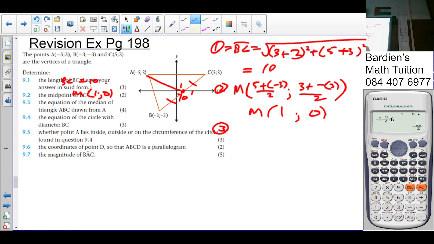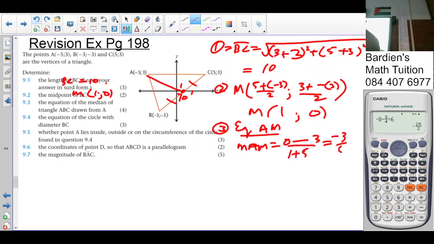So let's carry on. So the equation of the median BC drawn. So what is this? Do we have the midpoint? Yes. So in other words, we are working the equation of line AM. In other words, that's your median. Okay? So the gradient of AM is going to be 0 minus 3 over 1 minus 5, which is minus 3 over 6, which is negative half.